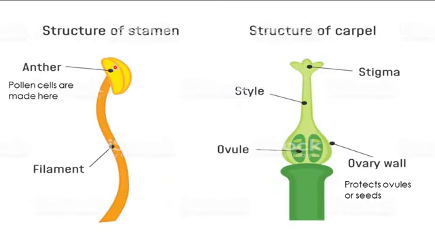The stamen has two parts, anther and filament. Anther is the upper portion where pollen cells are made. Filament is the stalk-like portion which helps hold the anther in air.